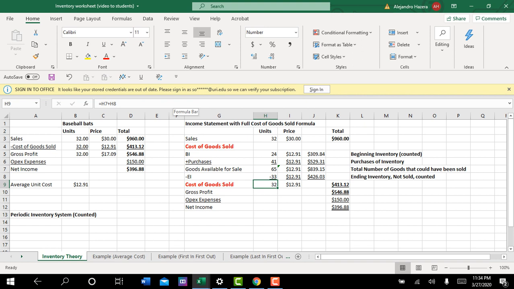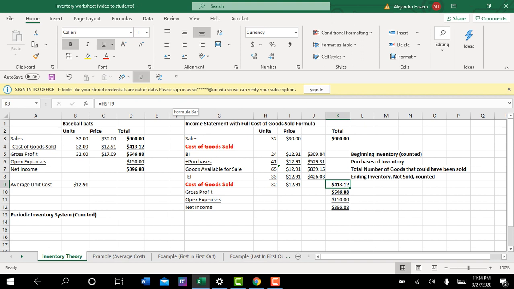Because like I said, it's the same physical units, theoretically, that you should sell. And so cost it out at $12.91. That gives you $413.12. Okay, and notice that $413.12 is the exact same number that I have here. I'm just taking this income statement over here and kind of exploding it and giving you more of the detail.